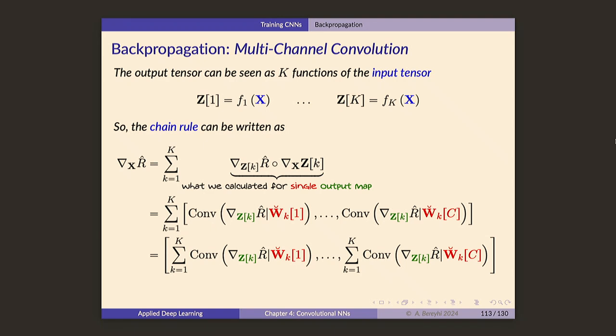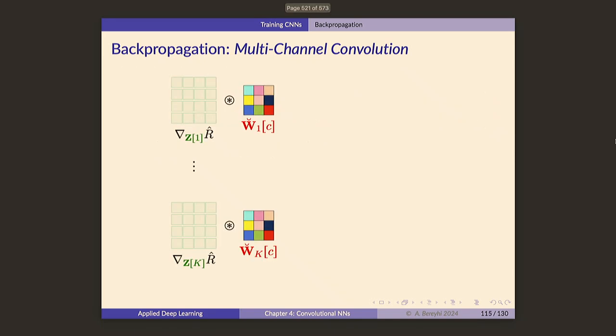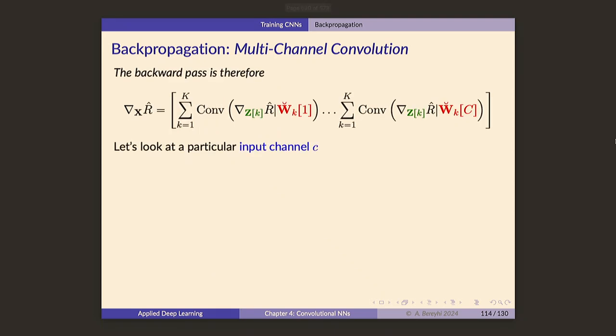Great. So if you got the idea, then let's focus on one particular channel C at the output. So say I am looking into one particular channel C in this term. It means that, say C equals 1, this is simply this summation, right? And what is this summation? Look at it. I have the gradient of r hat with respect to map K, and then I convolve it with the corresponding filter, the first channel of filter 1 or filter K, and then I sum them up over all K's.